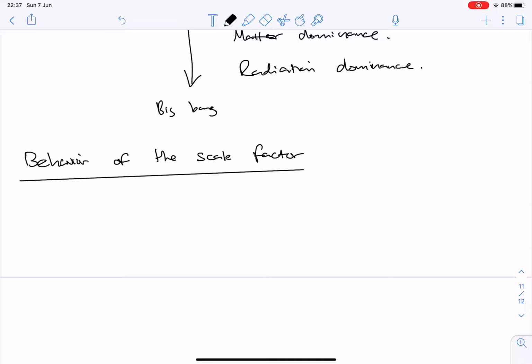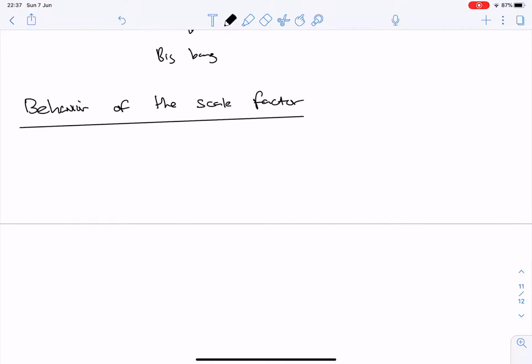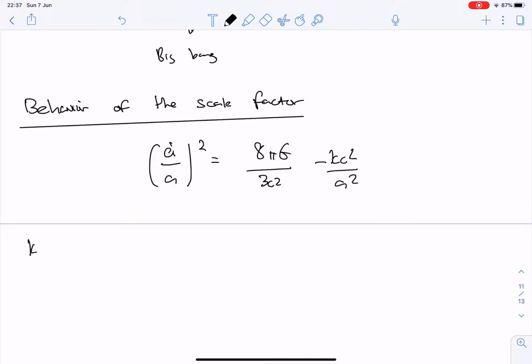And the scale factor is going to be solved in a slightly different way. That's going to be solved from the Friedmann equation: (ȧ/a)² = 8πG/3c² ε − kc²/a². k equals 0 for simplicity. You can solve it for more than one component.